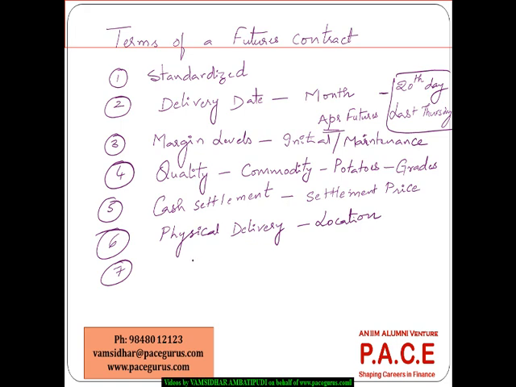And apart from that, what is the pricing convention? Means how is the price quoted? Is it per ton or is it per quintal? What is the typical pricing convention that is being followed, and probably what is the tick size? If at all the price increases or decreases, by what extent can it go up?